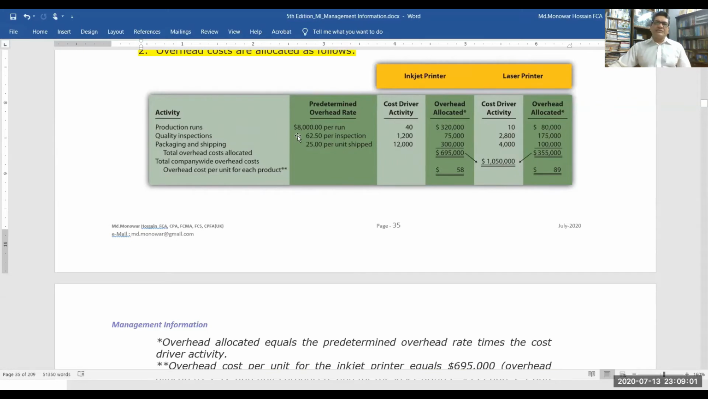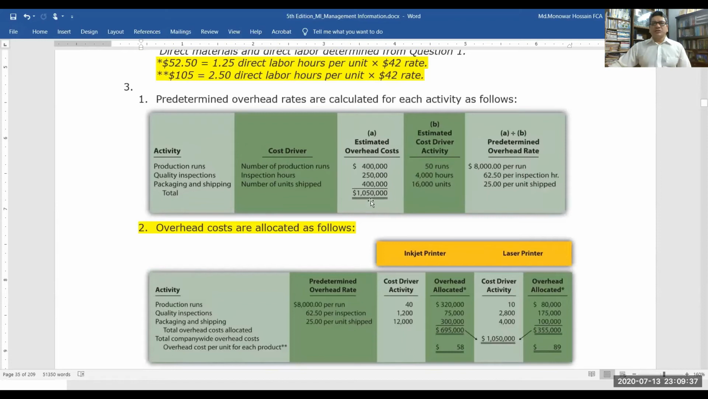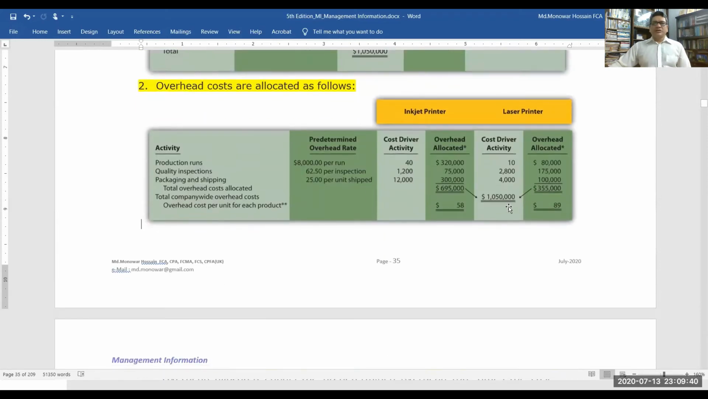Based on these figures, 40, 1,200 and 12,000, if we multiply 40 by 8,000, we get 3,20,000. In the same way, multiplying the others, we get 6,95,000. And for the laser printer, if we multiply 10 with 8,000, we get 80,000. In the same way, 4,000 multiplied by 25 gives 1 lakh, total 3,55,000. If we add both, we get 10,50,000. This is the total cost, 10,50,000.